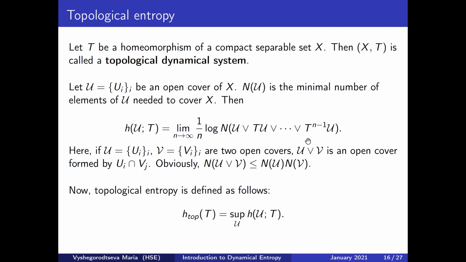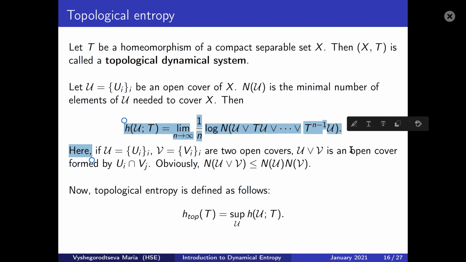the join of these open covers is formed by the pairwise intersections of all of its elements. And obviously, N from the join of U and V is less or equal than N from U times N from V, and we define the topological entropy in the same fashion as we defined the dynamical entropy before.